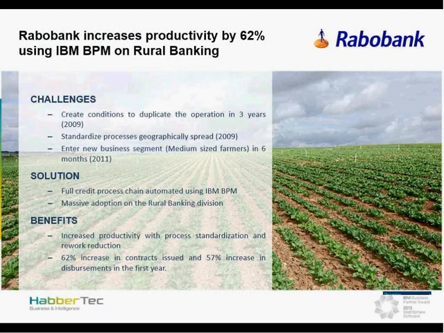All right, let's move to the success stories. First one of them is Rabobank. This is a long-term customer for us in Brazil. So Rabobank was one of the first customers to deploy a very broad infrastructure in terms of BPM on the rural banking division.